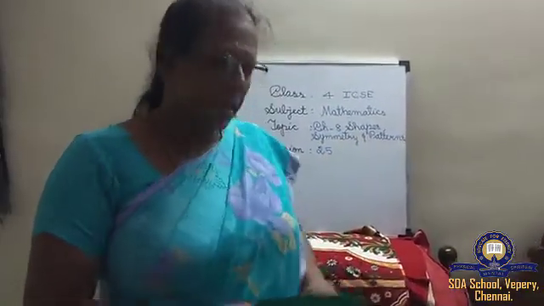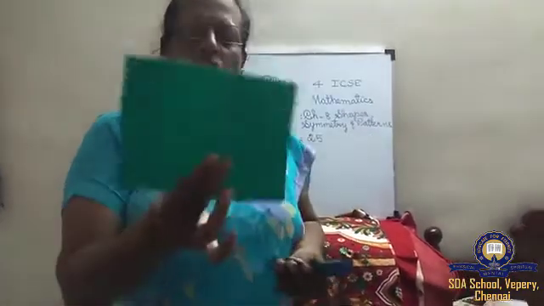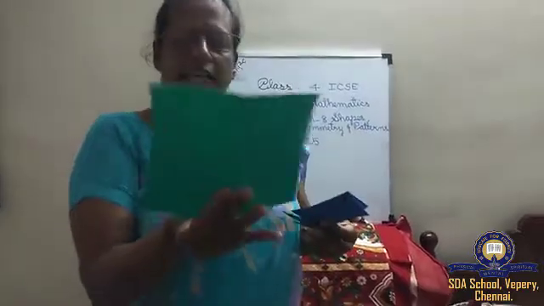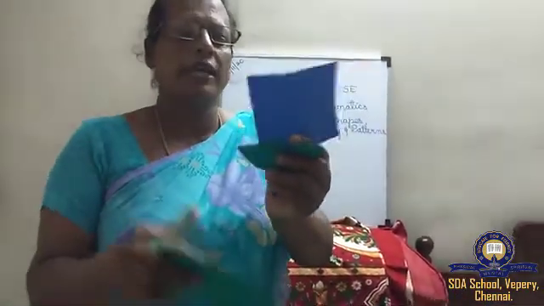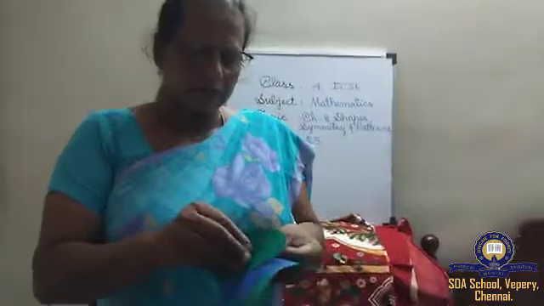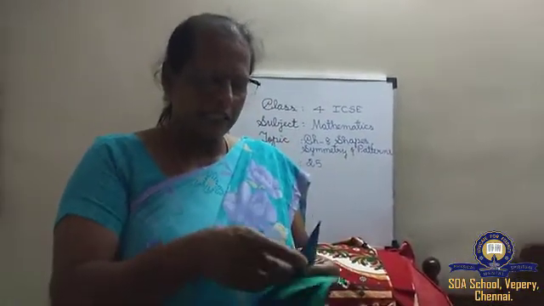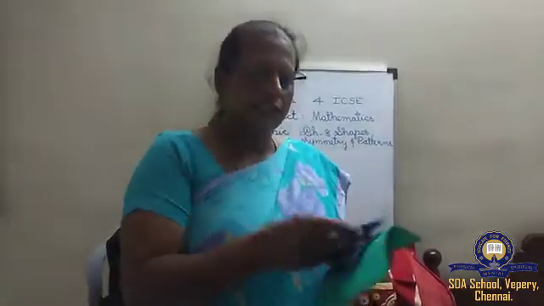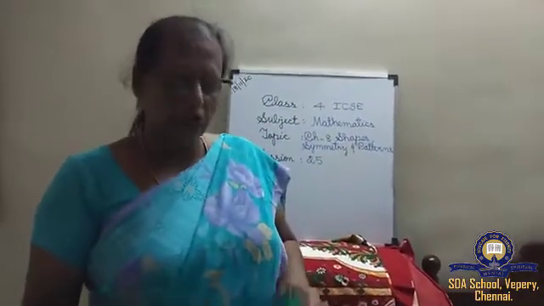Okay children, shapes means what, children? Rectangle. See, this is what shape, children? Rectangle. This is rectangle and this is square, isn't it, children? Square, and then this is circle, and then triangle. These are shapes and more shapes are there, isn't it, children? See, these are the shapes. And first we are going to learn about symmetry.